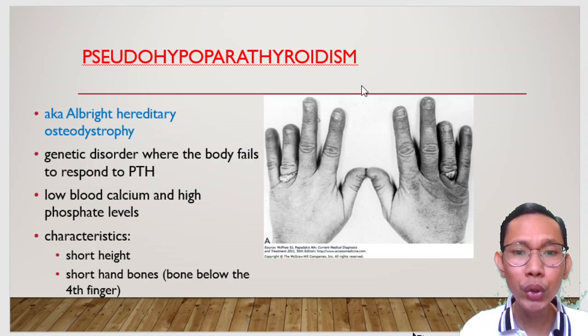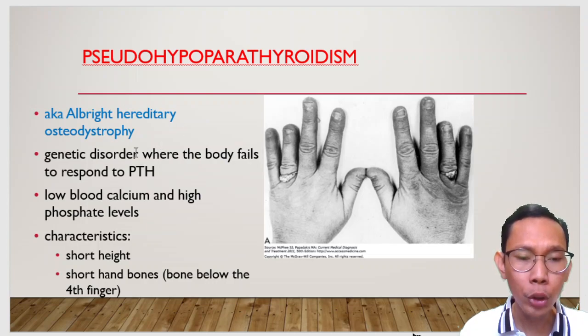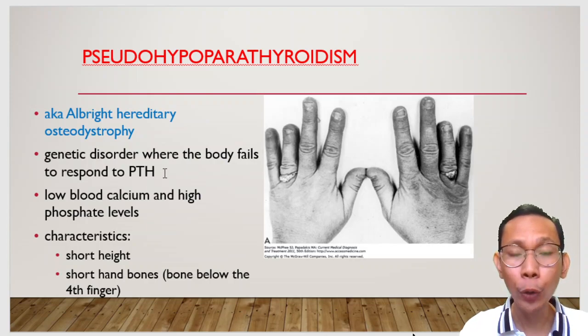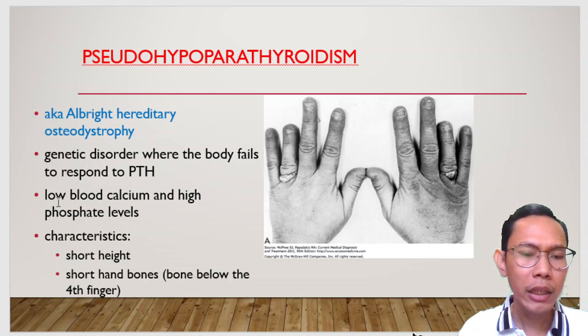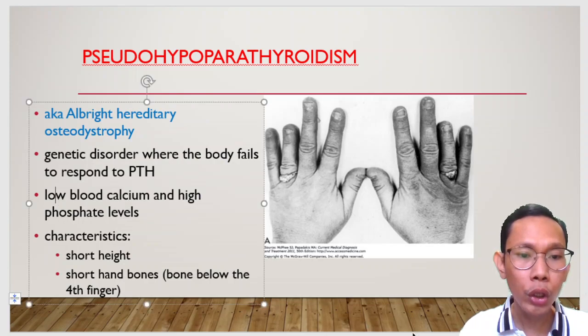Last, we also have your pseudohypoparathyroidism, or aka Albright hereditary osteodystrophy. It is a genetic disorder where the body fails to respond to the parathyroid hormone. So in short, this is parathyroid hormone resistance. Kasi nga, tinawag natin pseudo kasi meron tayong parathyroid hormone, but the body does not respond to your PTH. There is parathyroid hormone resistance. They can manifest with low blood calcium and high phosphate level. The characteristics could be short height, short hand bones, and a short bone below the fourth finger.